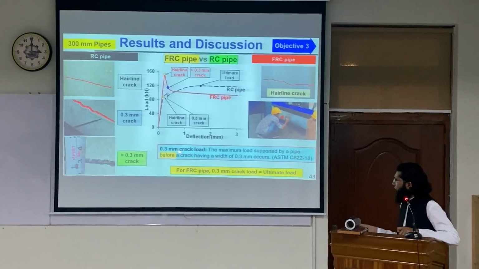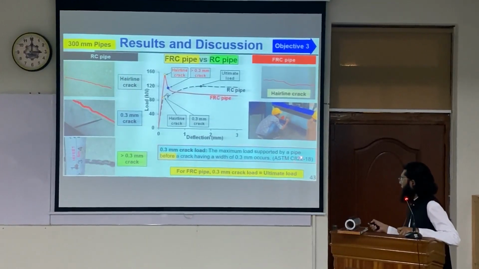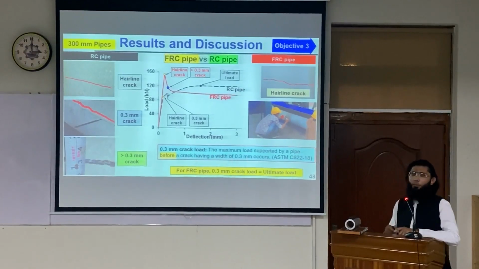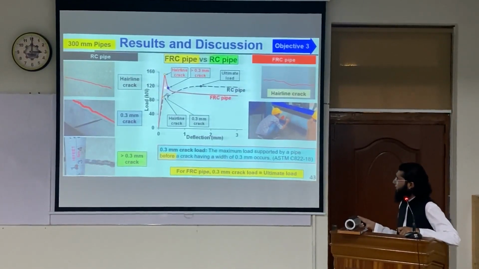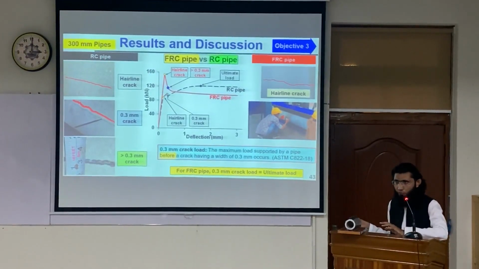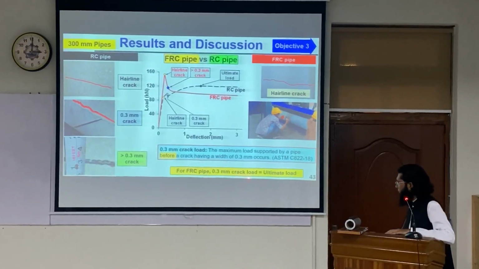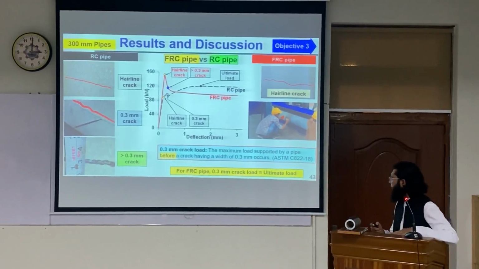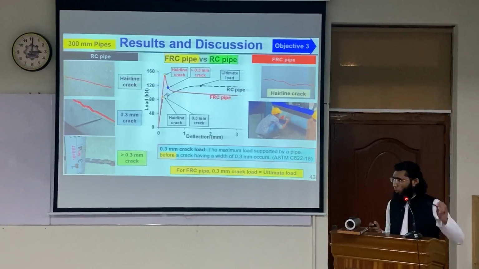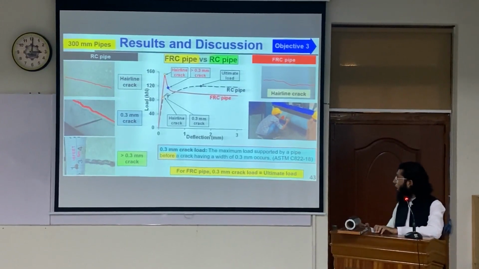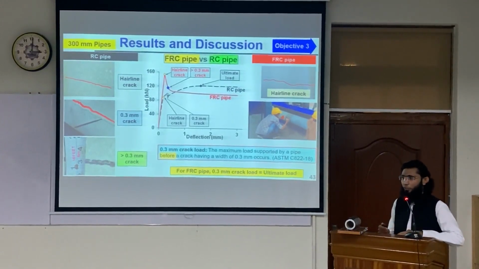Now, the definition of 0.3 millimeter crack load according to ASTM C822 is the maximum load supported by a pipe before a crack having a width of 0.3 millimeter occurs. Now, what does this mean? This load is not at the 0.3 millimeter crack, the blue dye. This load is the maximum the pipe achieved before the crack could get to the limit of 0.3 millimeter. So that means for FRC pipe, this 0.3 millimeter crack load is equal to the ultimate load, which means you would no more have to gauge the cracks, because you can record this ultimate load from the machine and you can eliminate the subjective decision of crack gauging.